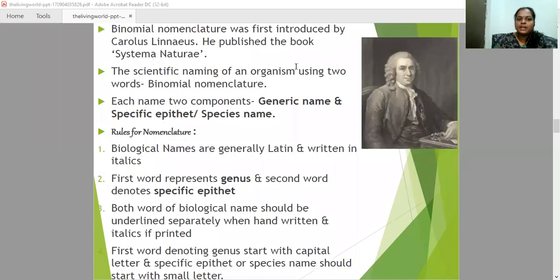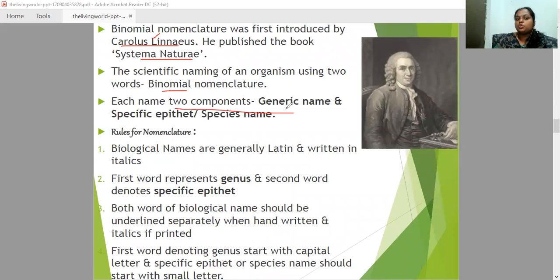Next, binomial nomenclature. As we know, it is the naming of an organism, and it was first used by Carolus. An important point to remember: in the exam you can expect a question on who introduced the term binomial nomenclature. You need to say it is Carolus Linnaeus. He also published a book called Systema Naturae, which is also a very important point. Giving the scientific name of an organism using two words, bi meaning two, is nothing but binomial nomenclature.